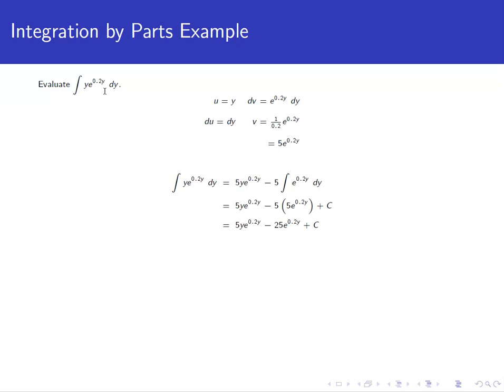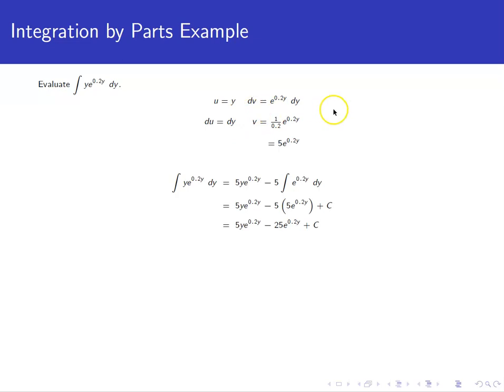So we've got a product of two functions here, so integration by parts is our next obvious choice for trying to do an integral. When we do integration by parts, we want to try to let u equal something that's going to get simpler when I differentiate it. In this case, of the two pieces, y and e to the 0.2y, certainly y gets simpler when I differentiate it. So we'll let u equal y, and that makes du equal to dy.